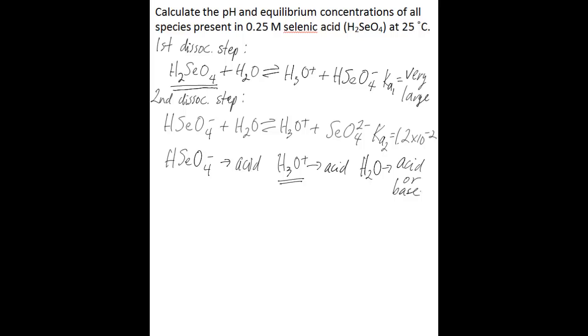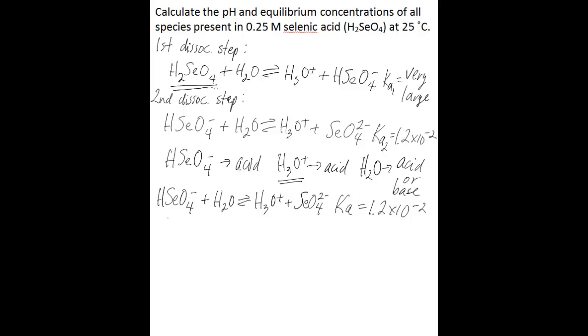Now that you know the acid-base properties of the species initially present, you can think about the possible proton transfer reactions, and there are more than two here, as there have been in other cases. The first you can think about is where HSeO4 minus transfers a proton to water to give you a hydronium ion and SeO4 2 minus. The Ka for this dissociation is 1.2 times 10 to the negative 2.